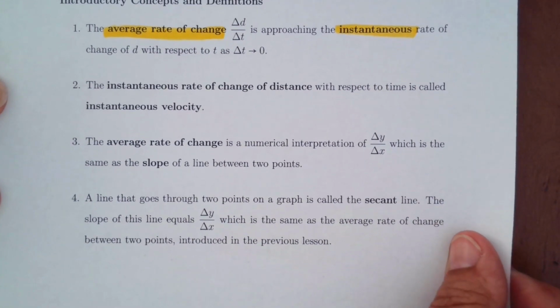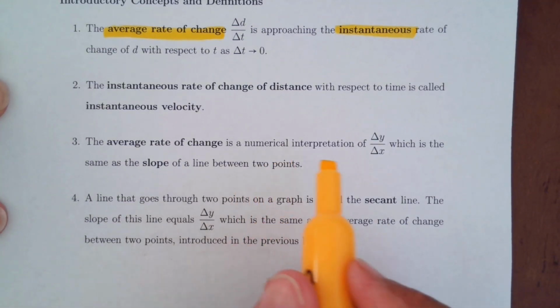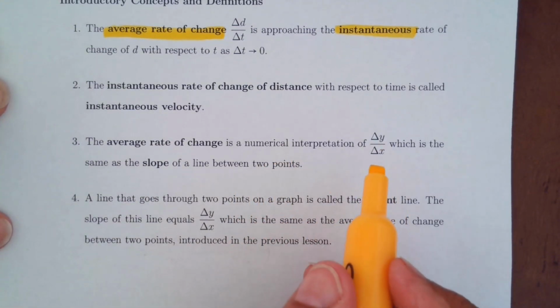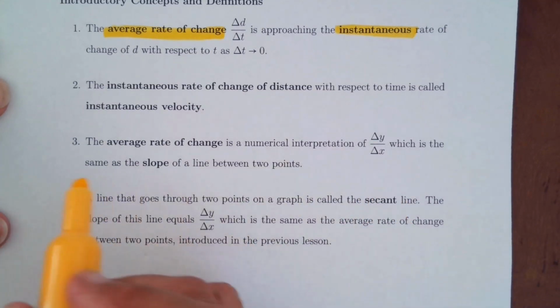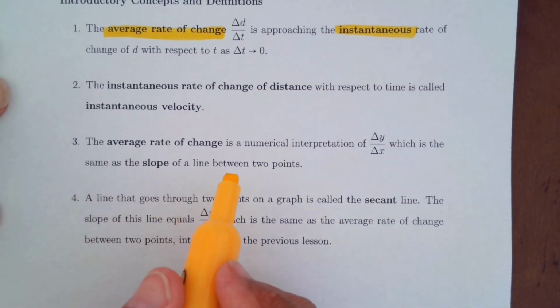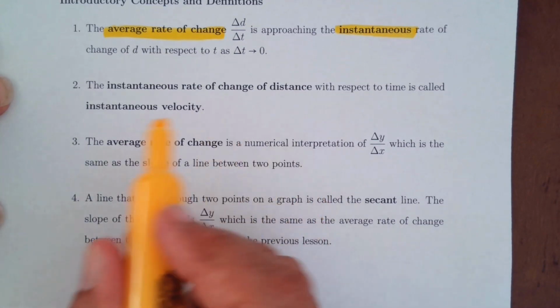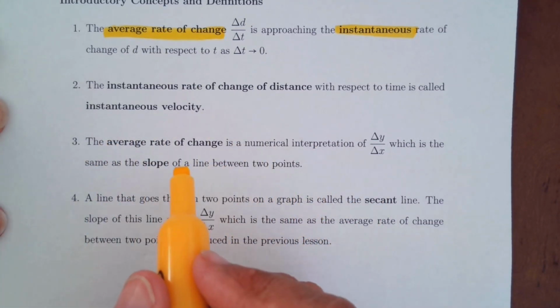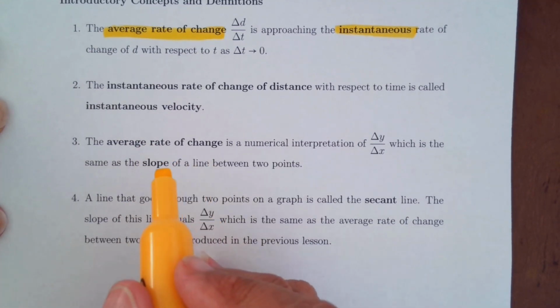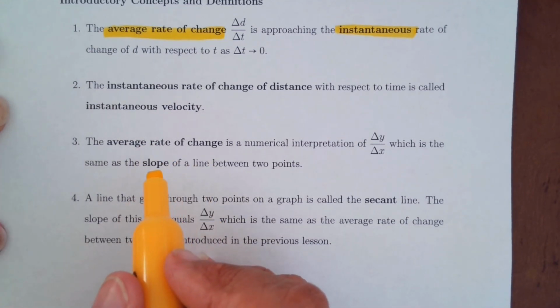All right, number 3 says the average rate of change is a numerical interpretation of delta y over delta x, change in y over the change in x, which is the same thing as the slope of the line between the 2 points. So that's what we were working on in the past section. We knew that finding the average rate of change is the exact same thing as the slope.